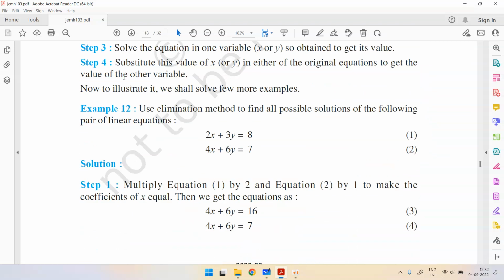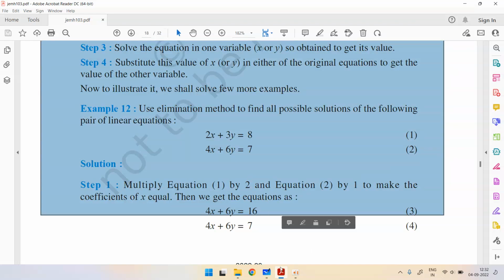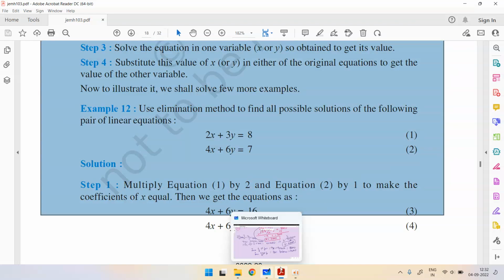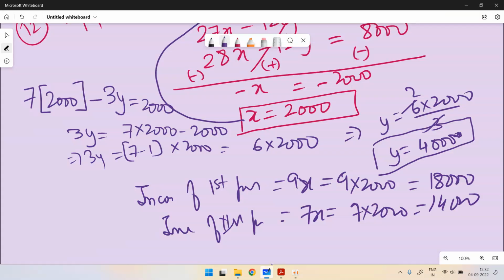Now the second example: use the elimination method to find all possible solutions of the pair of equations. So the equations are 2x plus 3y equal to 8, and 4x plus 6y equal to 7.